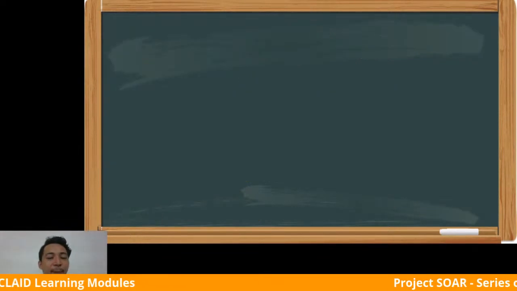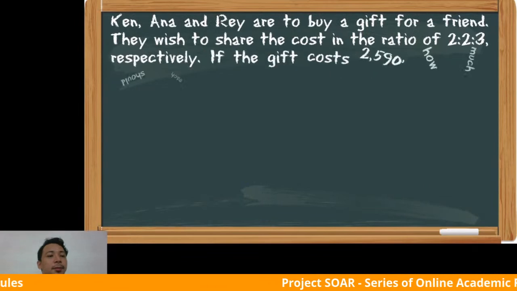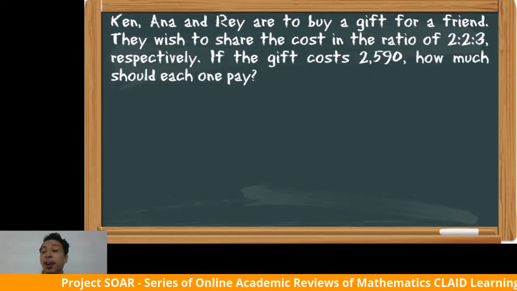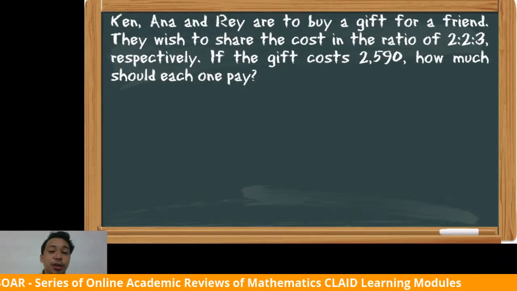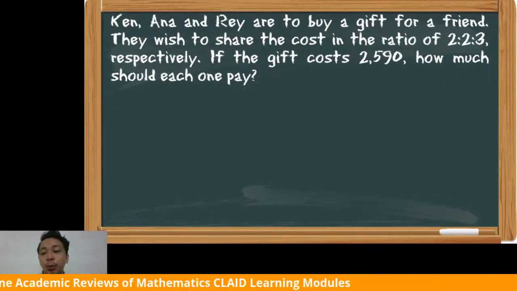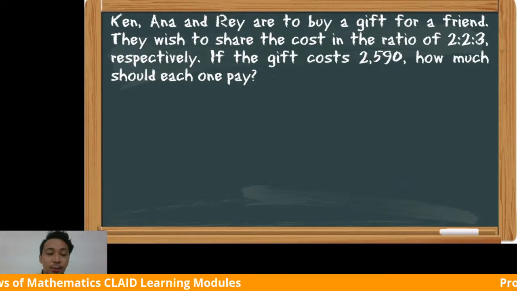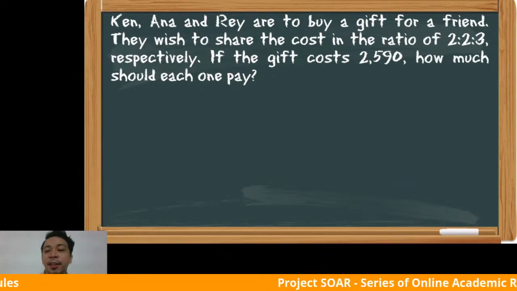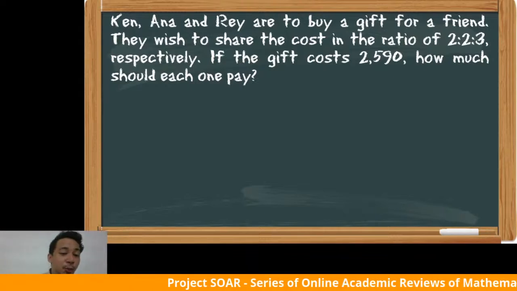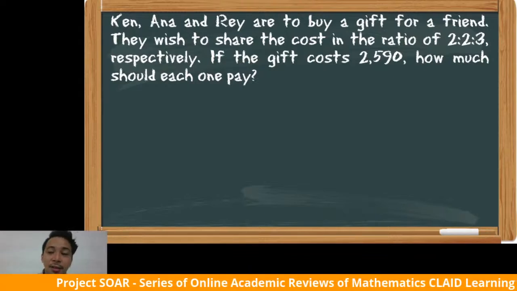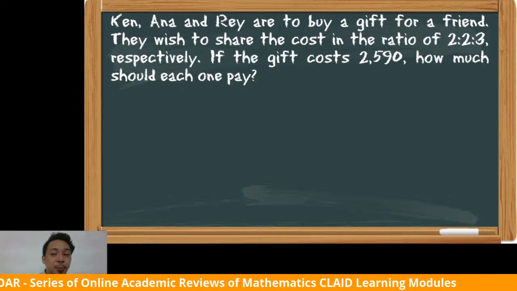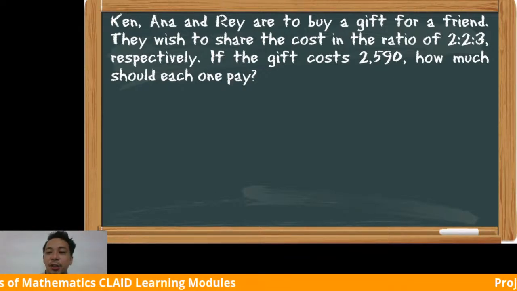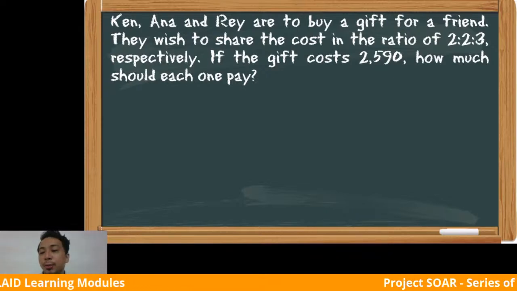Let's have this last example. Ken, Anna, and Ray are to buy a gift for a friend. They wish to share the cost in the ratio of 2 is to 2 is to 3, respectively. If the gift costs 2,590, how much should each one pay? So this problem is a partitive proportion. So the same procedure, we will put x to the ratio 2 is to 2 is to 3.